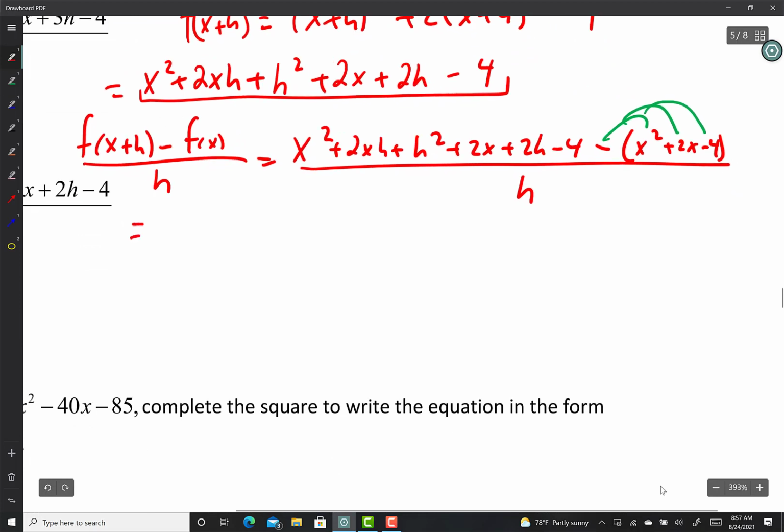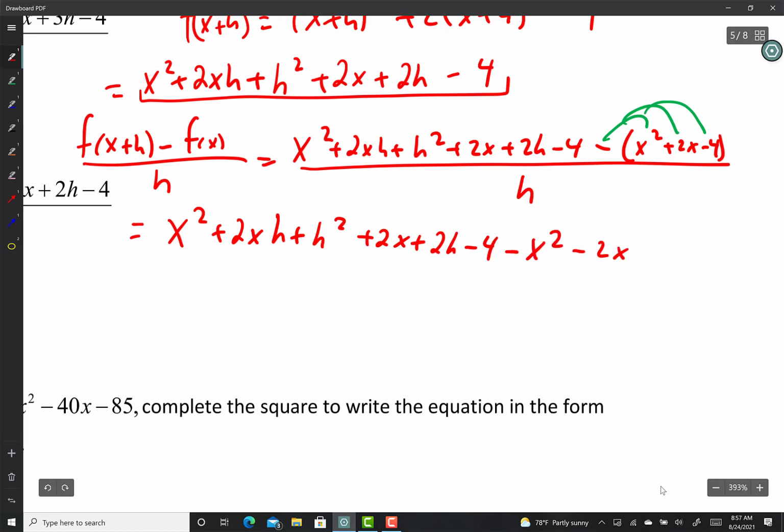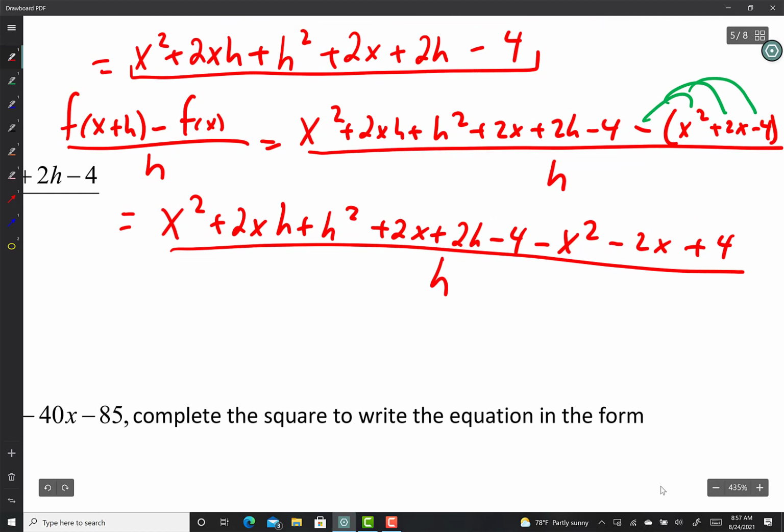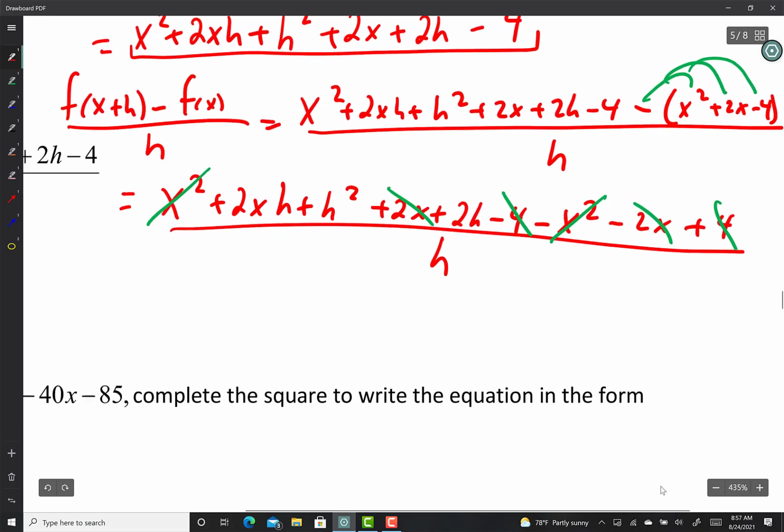So here's what I have now. And I guess you don't have to write it again. I choose to, but you don't have to. Minus x squared minus 2x plus 4. Let's cancel stuff out. Let's zero stuff out. I have a positive x squared and a negative x squared. I have a positive 2x and a negative 2x. Negative 4, positive 4.